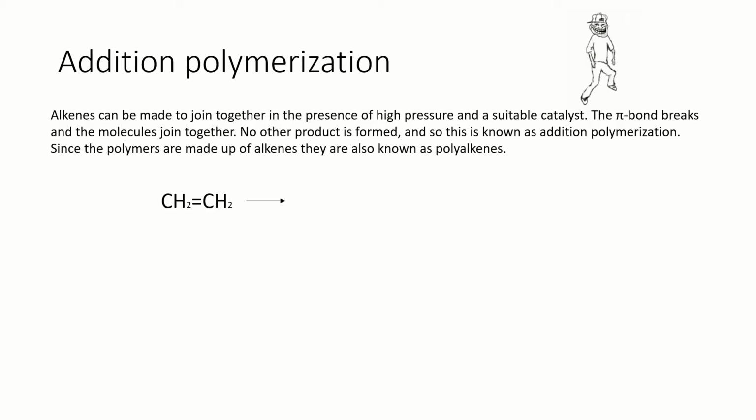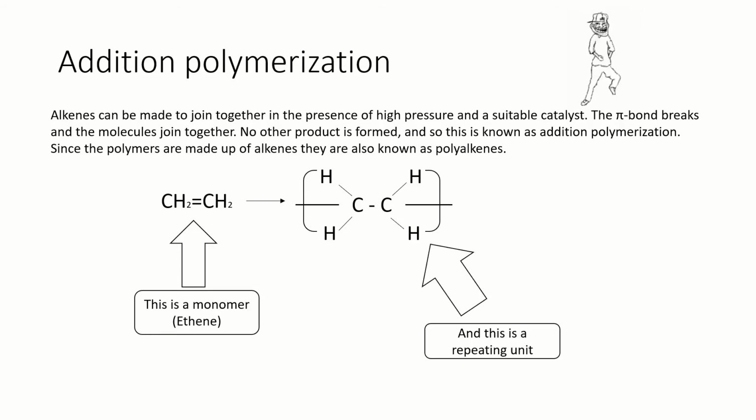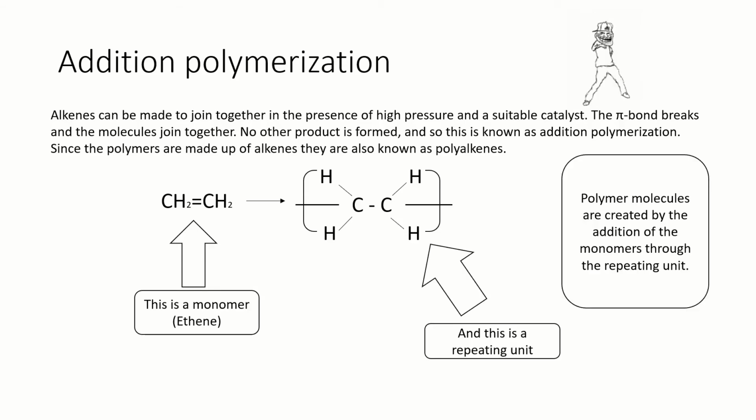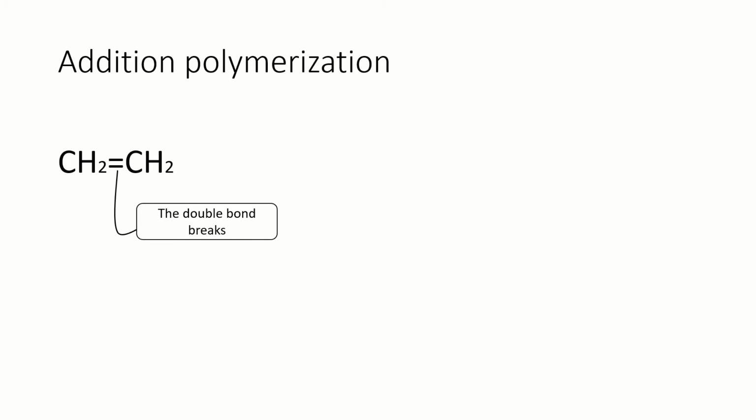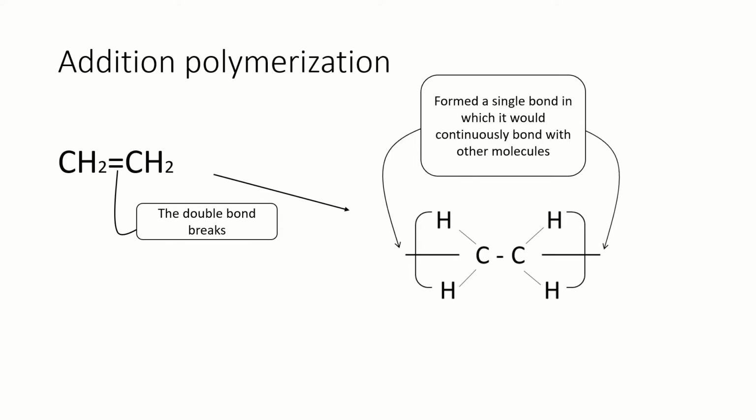Here we have the monomer, which is the ethene, and the repeating unit. Polymer molecules are created by the addition of monomers through the repeating unit. The mechanism works almost the same as with hydrogen. The double bond breaks, and since we go through the repeating unit, it forms a single bond from each of the carbon atoms.